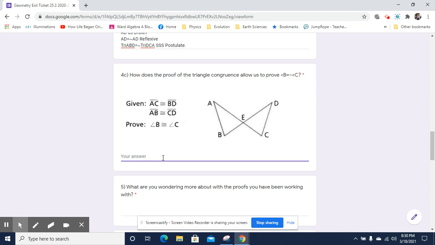okay, we can now say angle B is congruent to angle C by CPCTC because we have proven that triangle ABD is congruent to triangle DCA by side, side, side. And you're done. I hope that helped.